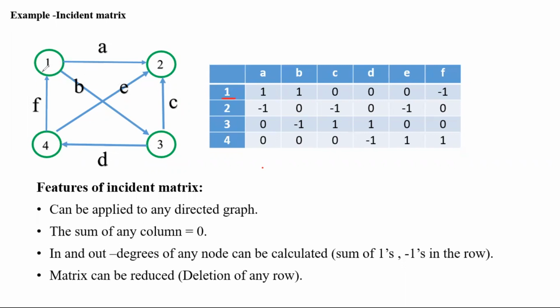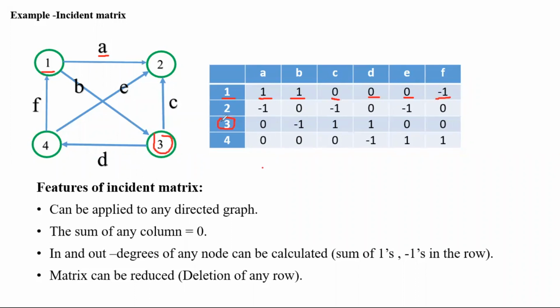Now, node 1, regarding A, the edge A is an outgoing edge, so we insert 1. B as well. C is not incident to node A, D as well, E as well. Do you see? It is a destination node for F, so we insert here -1.